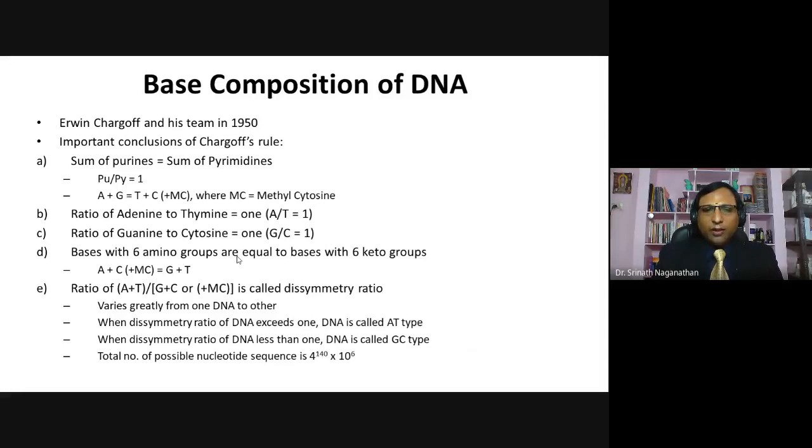So the ratio of A plus T by G plus C is called dissymmetry ratio. Based on this dissymmetry ratio, we can say it varies greatly from one DNA to another. When the dissymmetry ratio of DNA exceeds 1, the DNA is called AT type. And when the dissymmetry ratio of the DNA is less than 1, then it is called GC type. So the total number of the possible nucleotide sequences is 4 to the power of 140 into 10 to the power of 6.